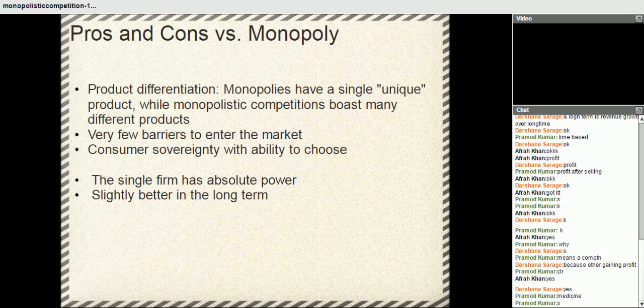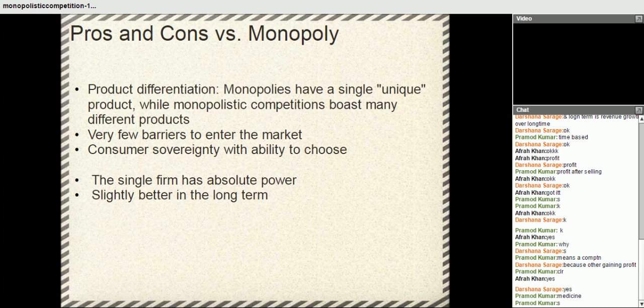Now what are pros and cons versus monopoly? There is product differentiation. Monopolies have a single unique product, while monopolistic competition boasts many different products. Now, very few barriers to enter the market. In case of a monopoly, there are a lot of barriers to enter into the market. Like the example that is there is the monopoly of Gulf countries in the sale of petrol. They have a monopoly in that. No one can beat them in this trade. So they have their own terms and conditions, and it is not so easy to enter into that market.